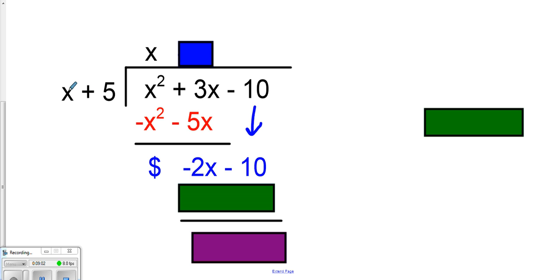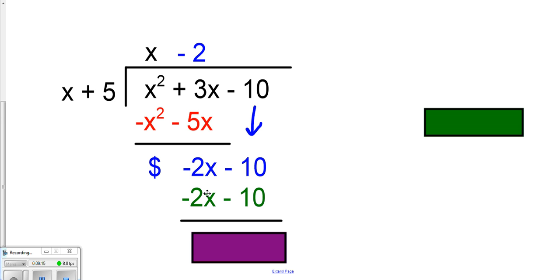Now we do the same thing. x goes into negative 2x how many times? Well, that would come out to a negative 2 because negative 2 times x makes negative 2x. So when I do that multiplication, I get negative 2 times x is negative 2x. Negative 2 times positive 5 is negative 10. Again, like before, remember, I am subtracting this entire polynomial. This thing minus this thing.